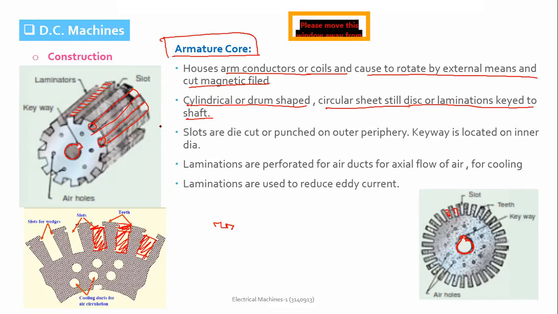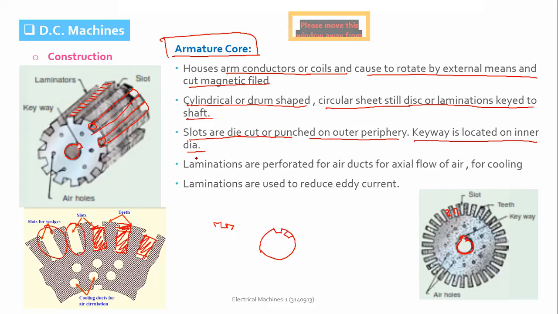Then the slots. Let's say this is a thin lamination. The slots are cut on the outer periphery like this. These are the slots. Slots are die cut or punched in the outer periphery generally, and the keyway is located on the inner diameter.